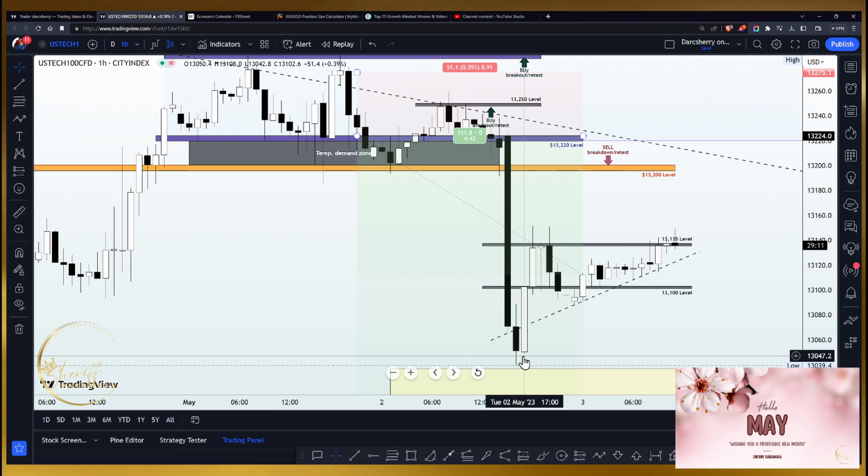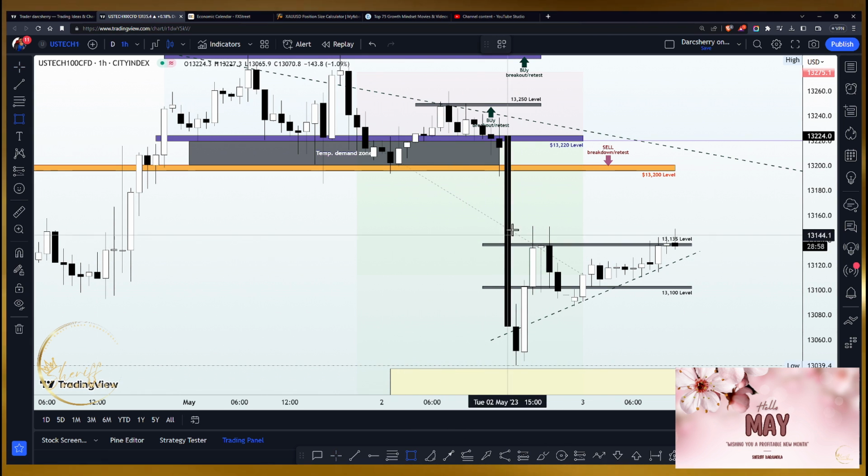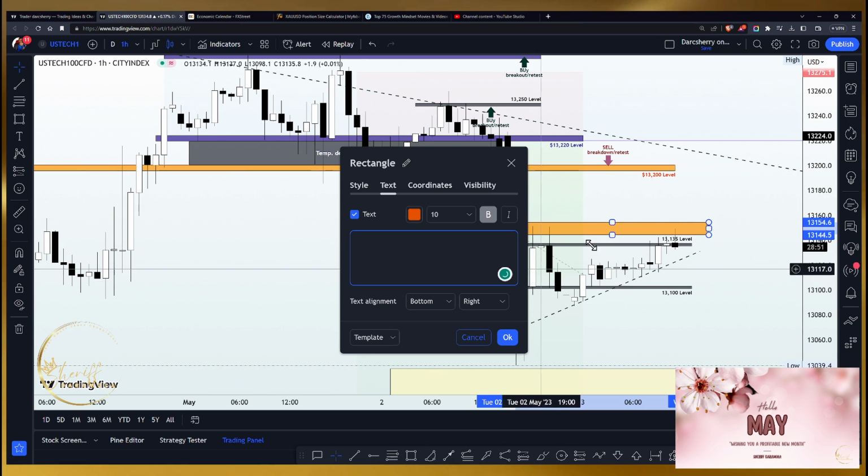Now, if you still have a sell position running at this point, I will advise you to move your stop loss to secure the current position. And if we look at this whole structure here, the most suitable area to secure this position could be anywhere just right above that 13,160.